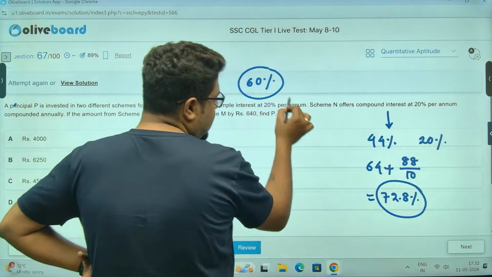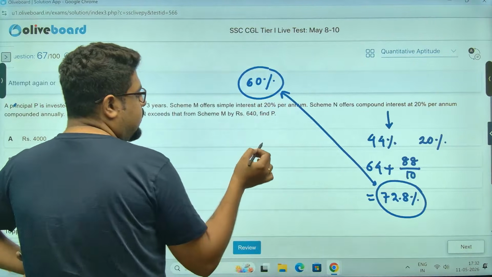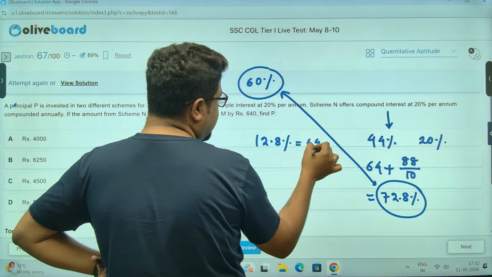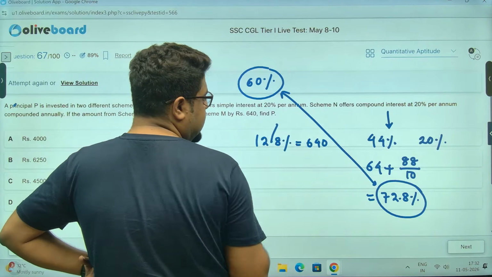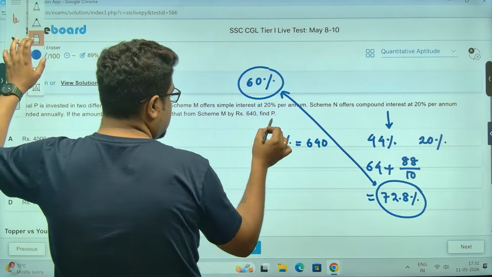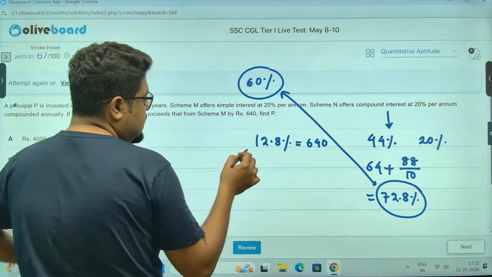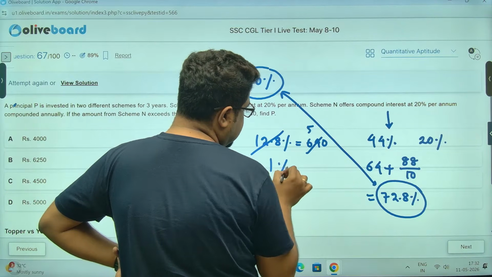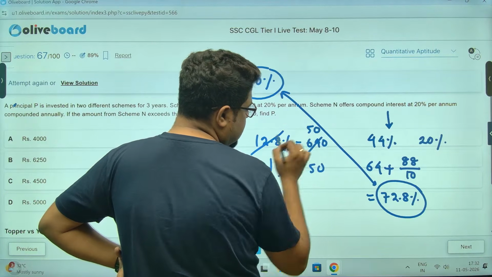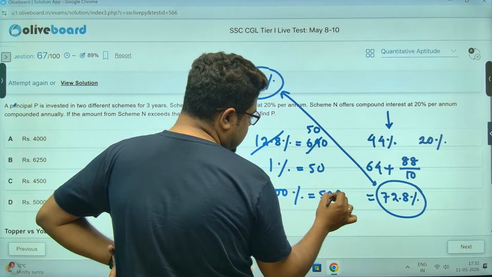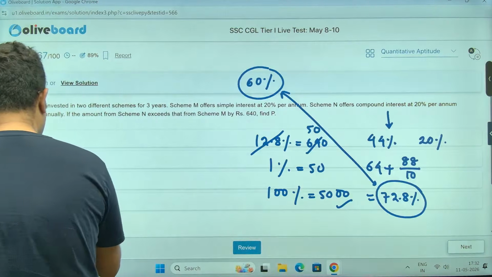So difference will be how much sir? Difference will be sir 12.8%, that is equal to 640, right? So you see this is 5 times. 1% is 50. So 100% will be the principal, 50 and couple of zeros, 5,000 rupees, option D.